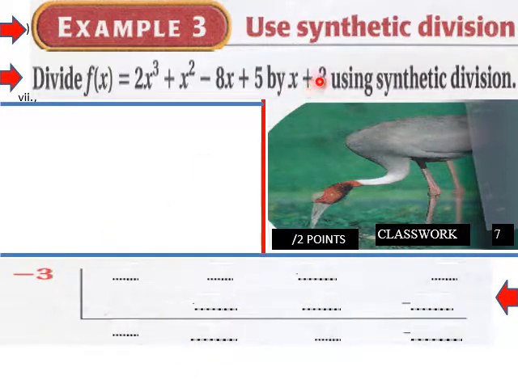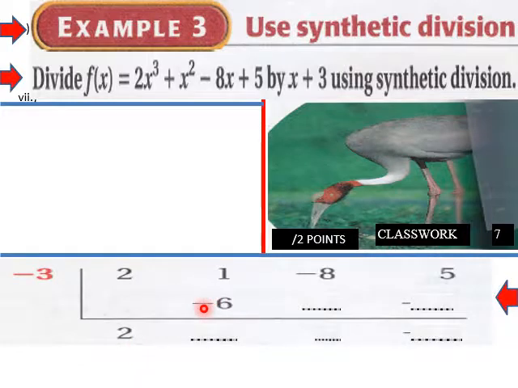So we have negative 3 here. This is our k, so it'll be negative 3. And then these are the coefficients of this polynomial. I'll put them in the top line here: 2, 1, negative 8, and 5. So what's our first step? We drop down the 2 as our first step.